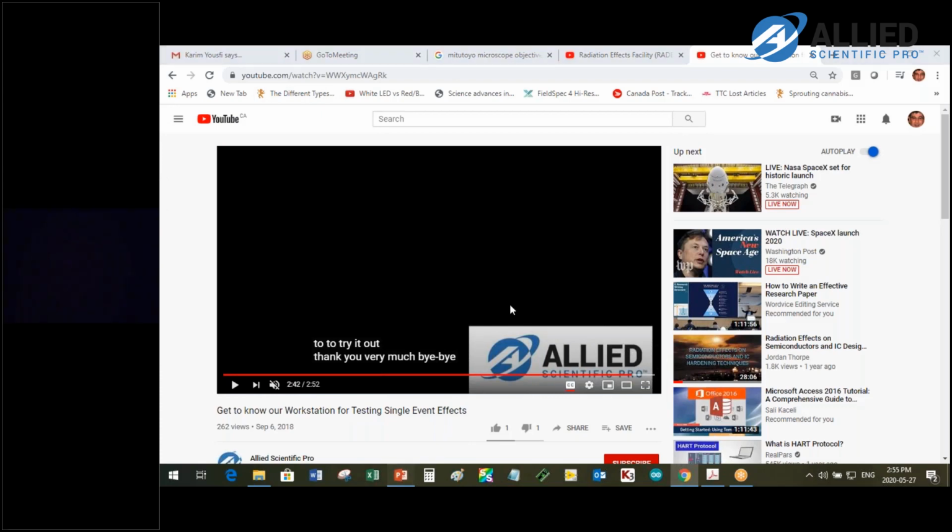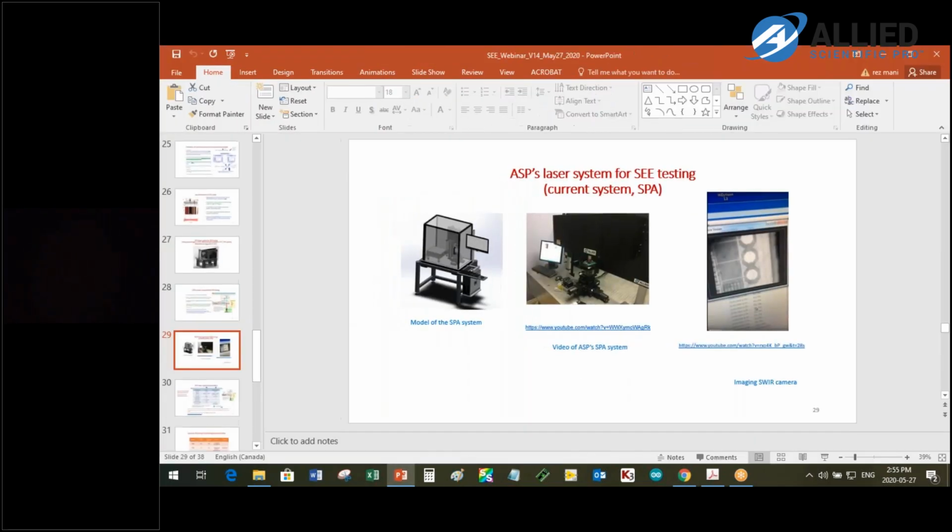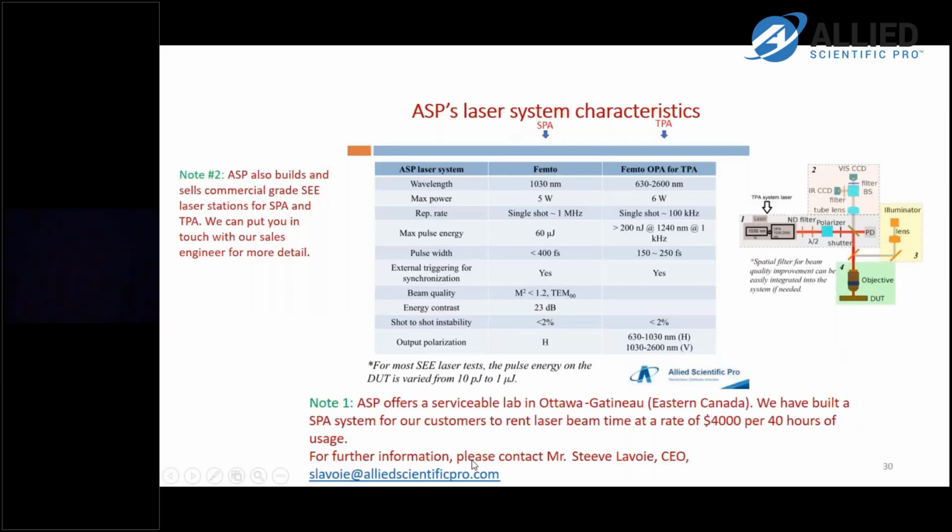All right, so that was an introduction by Steve about our SPA system. Let's move on. This is the table of specs for each system. What is important here is that for the SPA system, the wavelength is 1030 nanometer in near IR, and usually you have picosecond pulses, although it's mentioned as less than 400. For the TPA laser, you have an additional component, the OPA, optical parametric amplifier, that can generate wavelengths between 630 and 2600 nanometers.